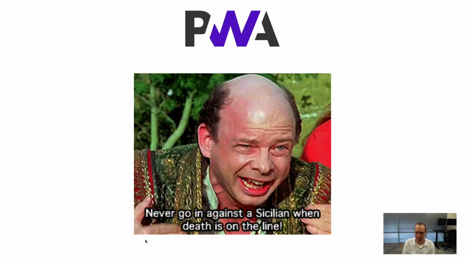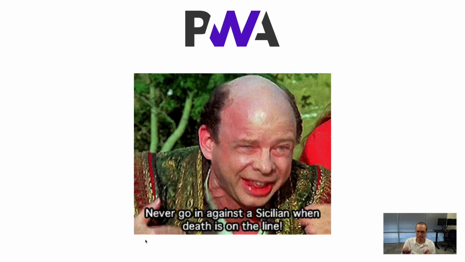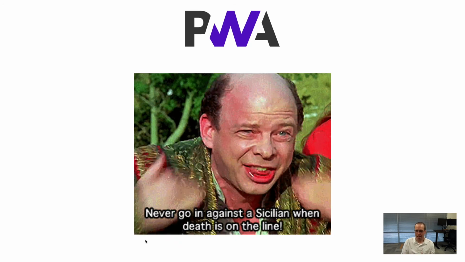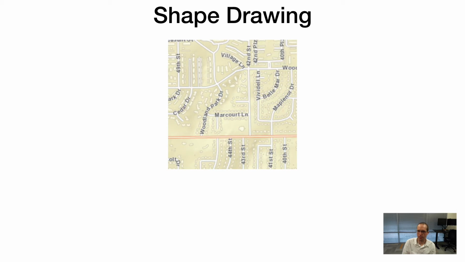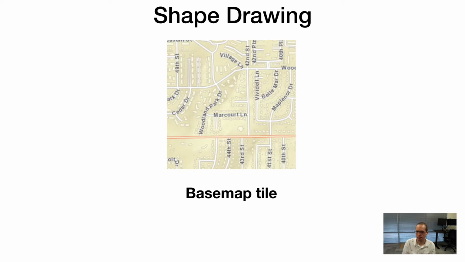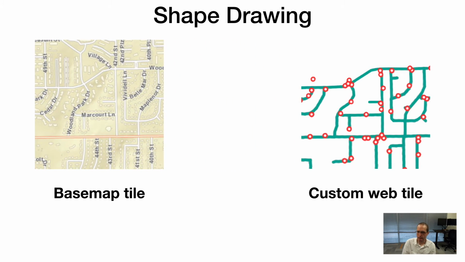Well, for our application, only slightly less well known is this, and that is how we do our shape drawing. So here is an example of a map tile of what you would see on the map. And let's explain what comprises that map tile. We're going to start out with this. This is the base map tile from the Esri Streets base map. We then have a custom web tile. This custom web tile layer is on our own custom server.